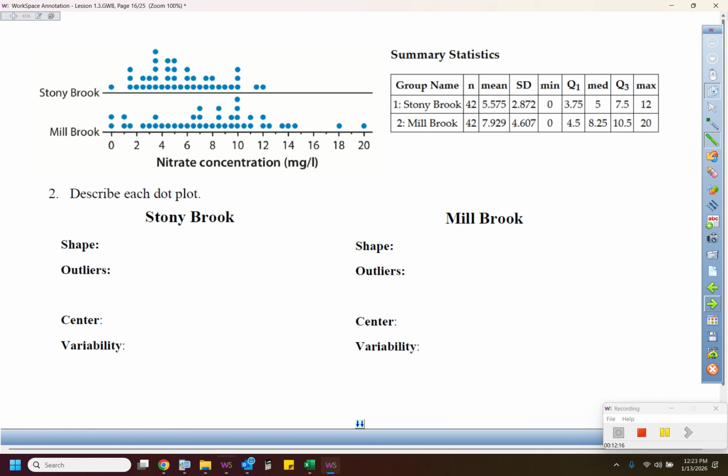They ask you to describe them. That's the SOCV. Most of the time I type out what the SOCV stands for, but sometimes they don't. So you got to do the shape, their center, and the variability. Let's go up kind of high. Notice I never really put like, even though it does dip down.